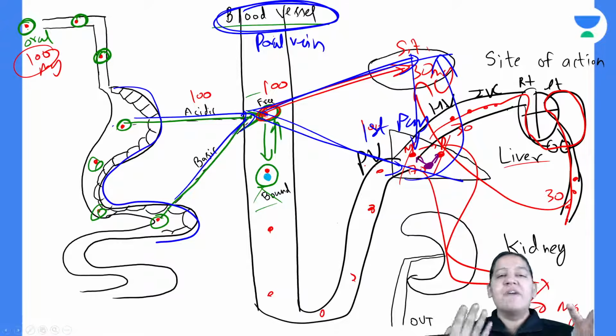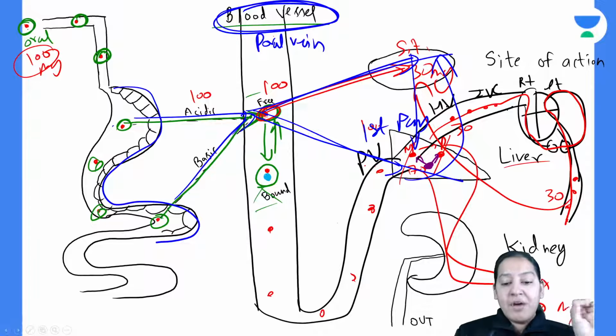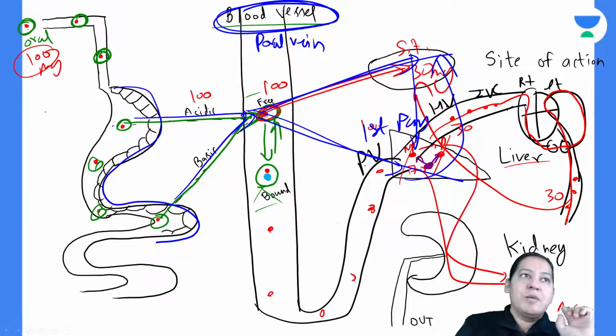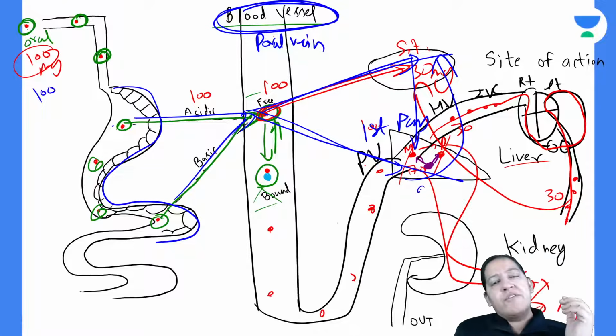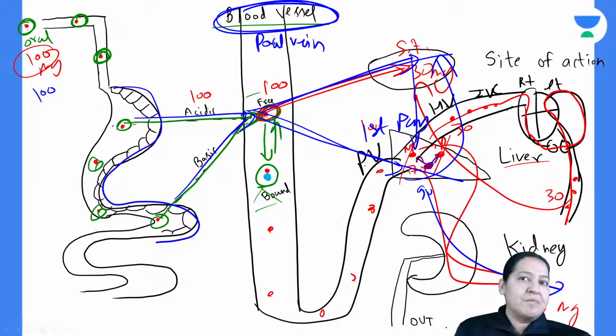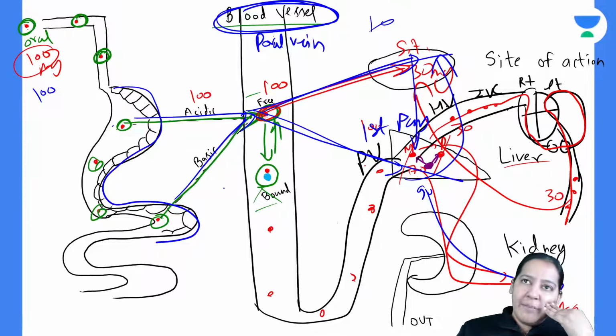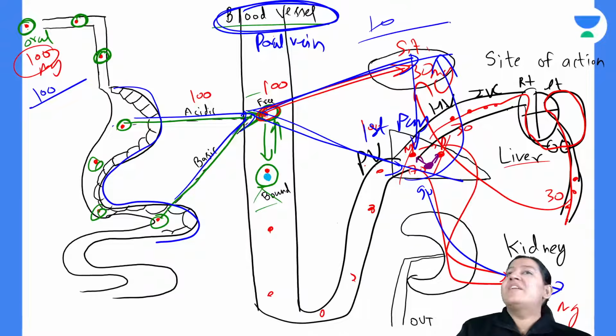Now different drugs have different first pass metabolism. Some drugs have very high first pass metabolism. You are giving 100 milligram, out of it 90 will be excreted. Due to first pass metabolism, only 10 will reach the site of action. So there is no use of 10. You are giving 100, only 10 is reaching. So what is the use of giving it? Give me a thumbs up.